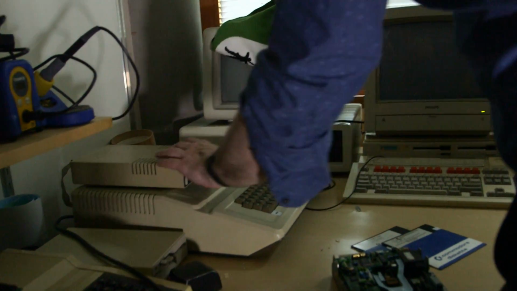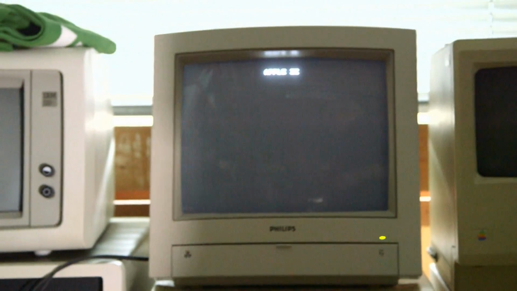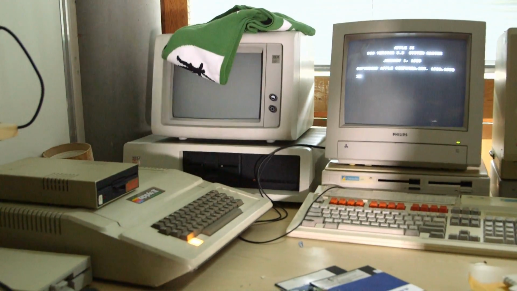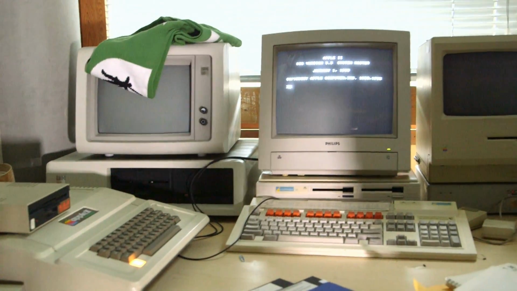This machine actually came from the Cambridge Centre for Computing History. So notice the noise it made when I switched it on. That was the heads on the drive being sent straight back to the first track on the disk so it could start loading in the operating system.